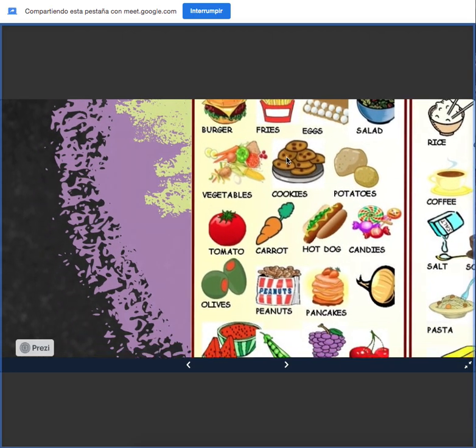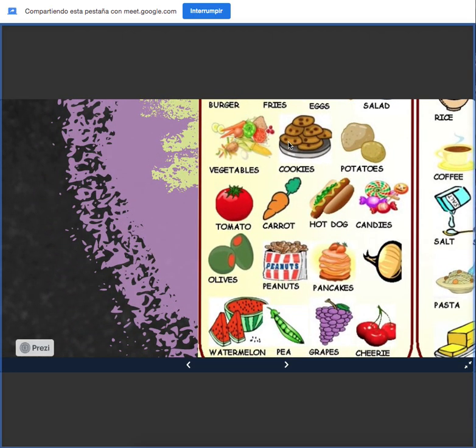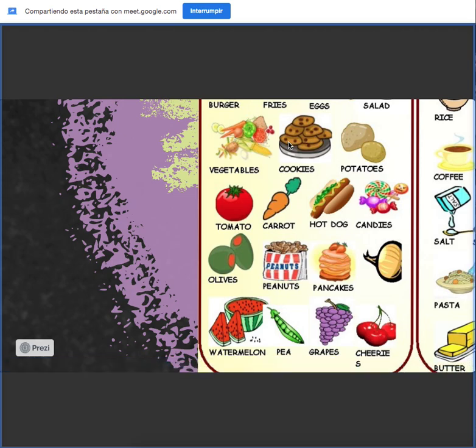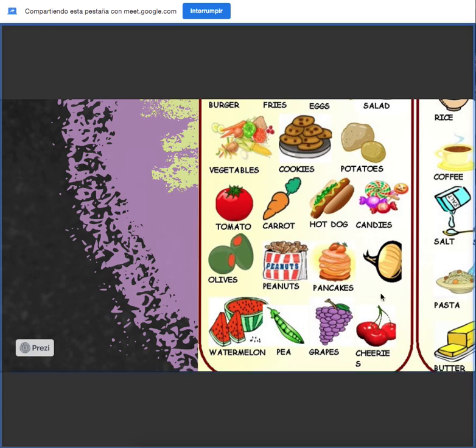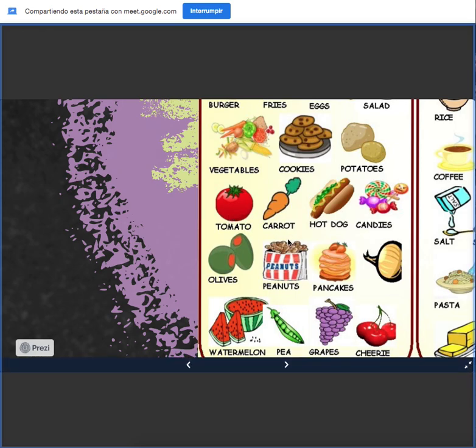Vegetables. In general, vegetables are countable. But here you have some examples. For example, cookie, cookies, potato, potatoes. Look at vegetables. Tomato, tomatoes, carrot, carrots. You have the possibility to say hot dog or hot dogs. You can count it. As well as candies, for example, in Halloween.